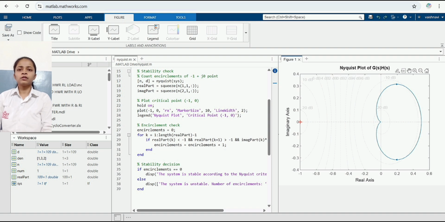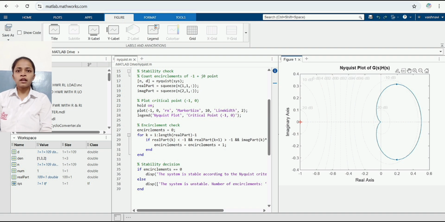The formula for this is N equals P minus Z, where N is the number of clockwise encirclements, P is the number of poles of the open loop transfer function in the right half plane, and Z is the number of zeros, that is unstable poles, of the closed loop system in the right half plane.